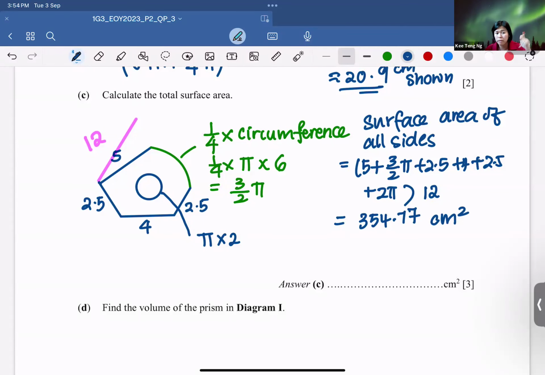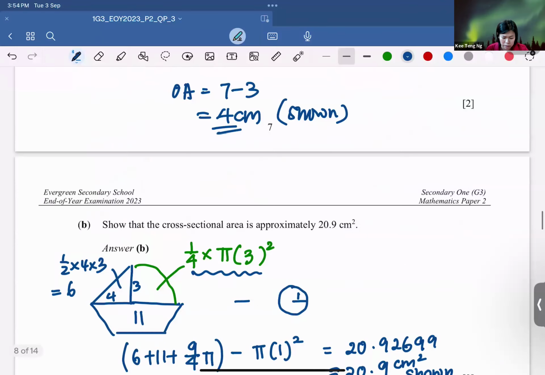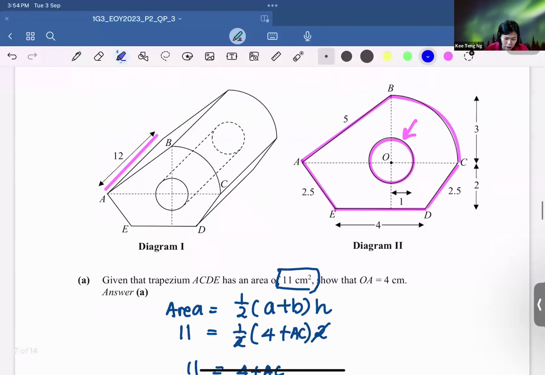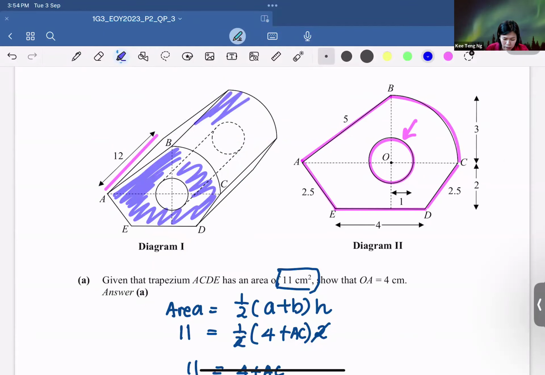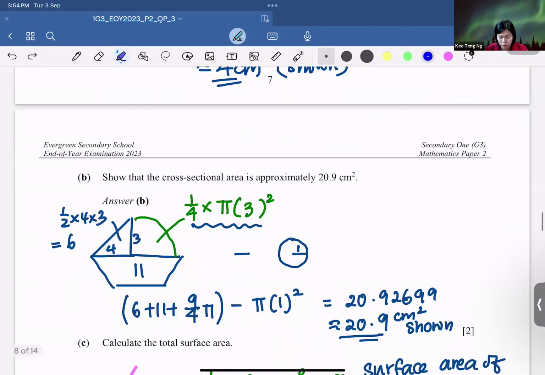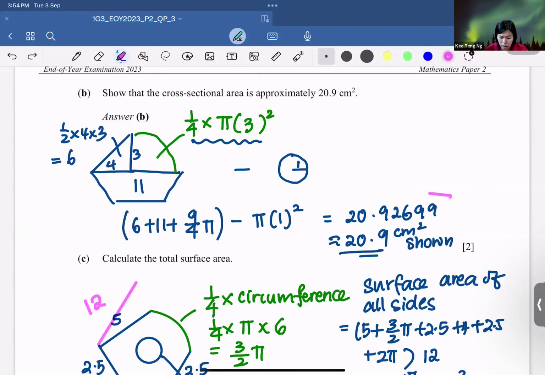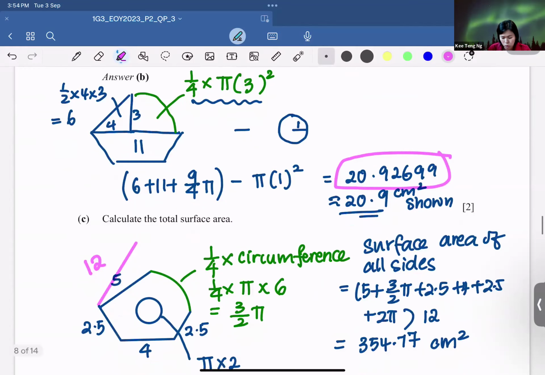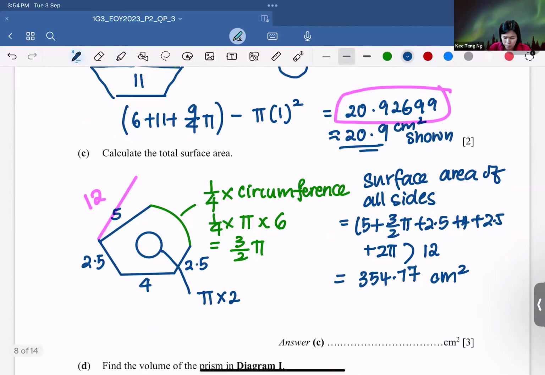But I need to add the front and the back. So I look at my solid, I need to add the one in front and one more at the back. What's the front and the back? Haven't I found it? I found the front and the back to be this answer. Front and back are the same, so 2 times.